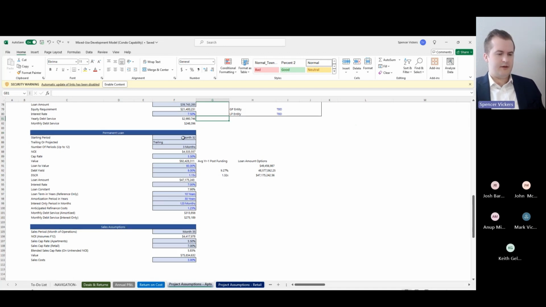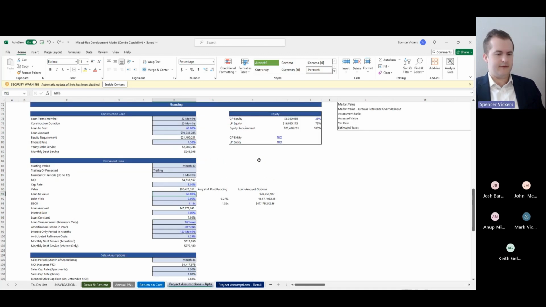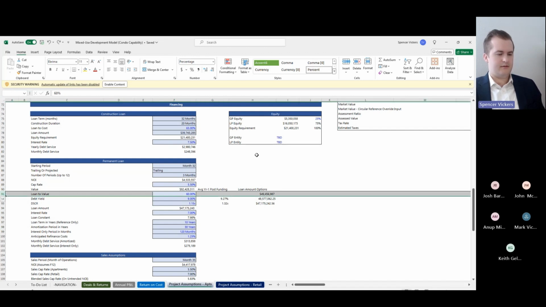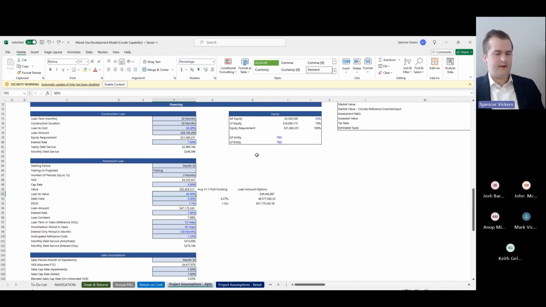For the permanent loan, this one can be turned off by zeroing out loan to value. The way the permanent loan is sized, it's on the lesser of loan to value, debt yield, and DSCR. So if you didn't want the permanent loan to turn on, you would just zero that out. And then the starting period is tied to the disposition date, which is then flowing through with the construction loan.